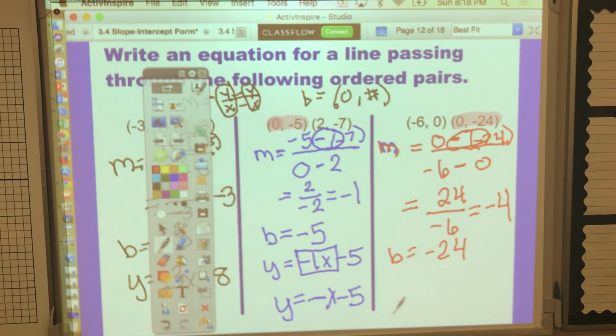Okay. So this one, the equation, y stays y. M we found to be negative 4, so I have a negative 4x, because x stays x, plus b, but my b is minus, so it's negative 24.